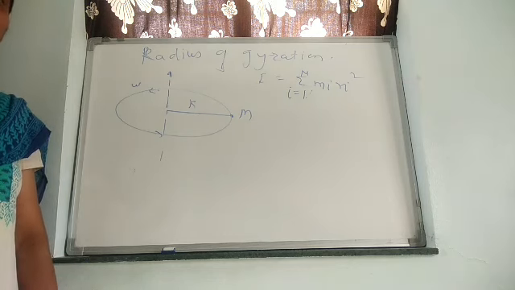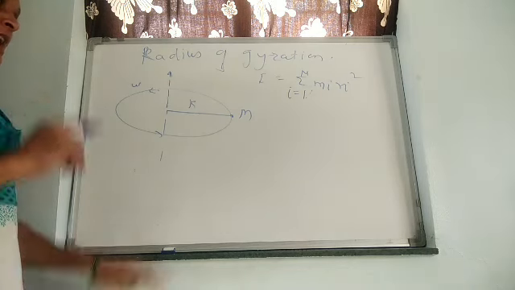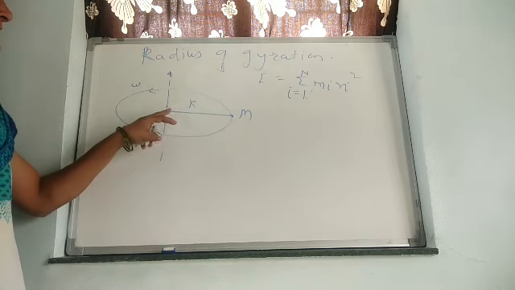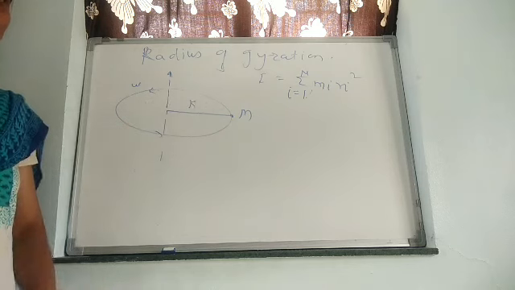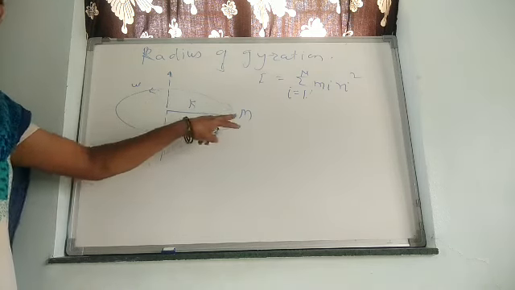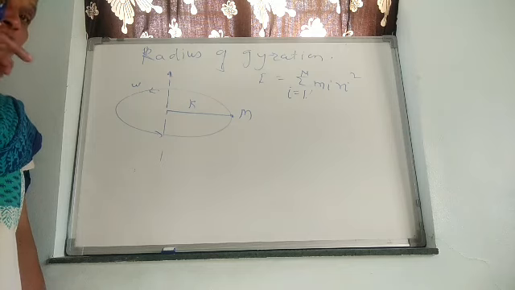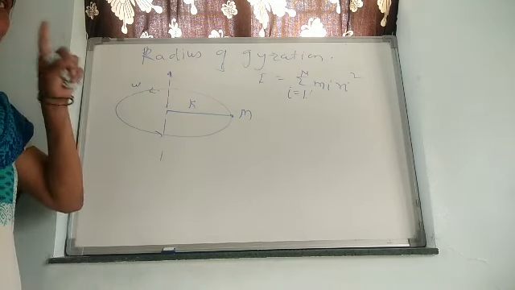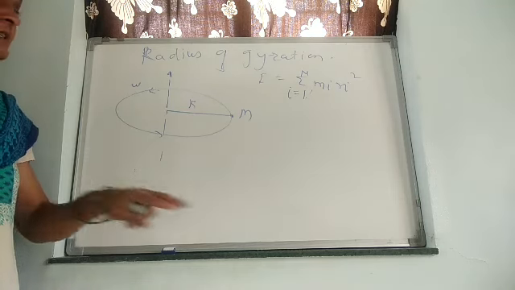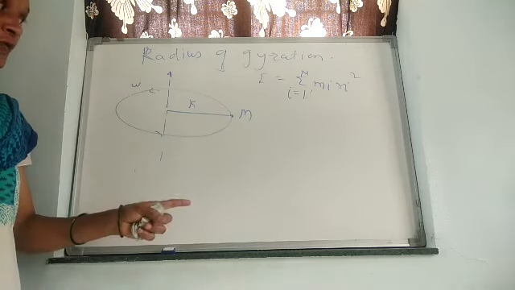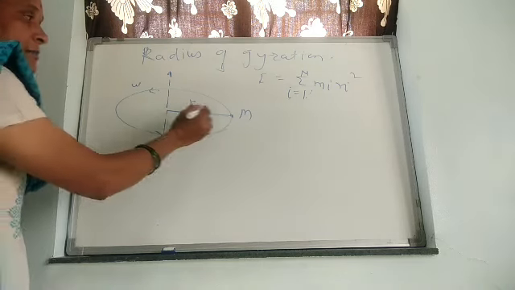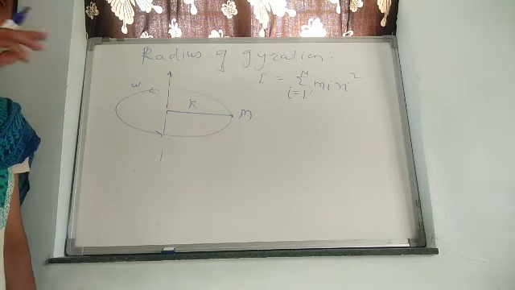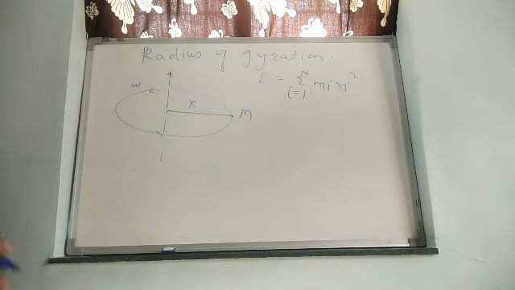Here in this diagram, this is a mass m. We have replaced the whole mass of the body by a point mass m. That point mass m is at a distance k from the axis of rotation. You have to remember that this m is the whole mass of the body, whose moment of inertia is the same as that of the body. Since m is at a distance k from the axis of rotation, its moment of inertia is the same throughout. That means I is the same.